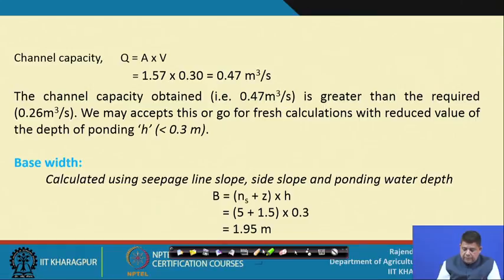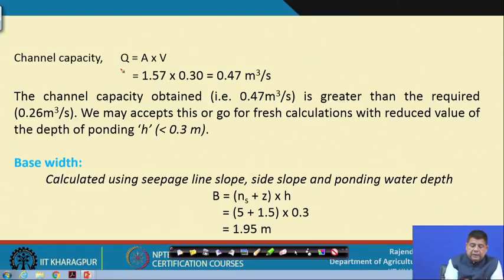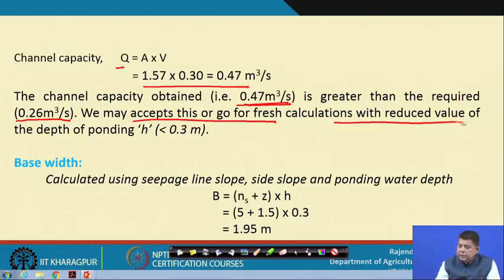So, from knowing the velocity and area, we can calculate Q, which is here. The channel capacity obtained, 0.437, is greater than the required. We require only this much and we are getting much greater. So, we may accept this, or we may go and reduce the value of depth of ponding H. That is what I mean, if you assume the value, you have to iterate it. That iteration process is there, but we are not doing it, because you can do that anyway. And once H is calculated, then the base width will be Ns plus Z times H, that is 5 H plus 1.5 H, many times you have done that.